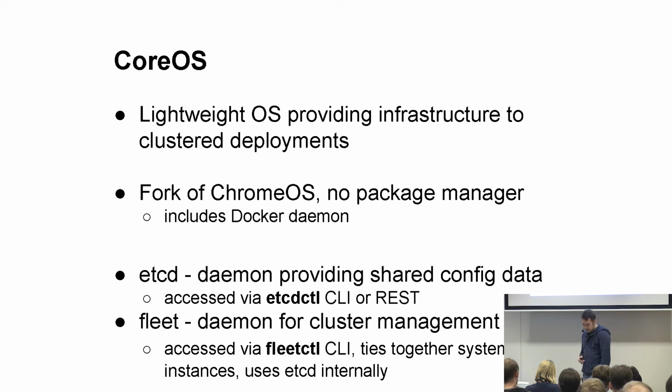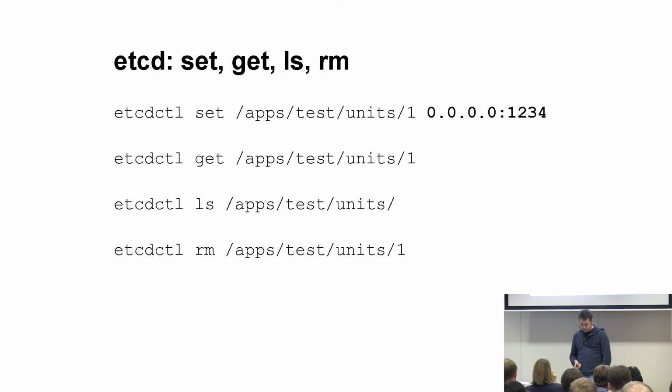What etcd does is provide essentially shared configuration in a cluster, which you can access either using a REST API or the command line tool. And then Fleet provides the daemon for cluster management, which is actually under the hood using etcd to figure out which process is running on which server, what the load is on any given server, and essentially uses various rules to start a new process on a server in the cluster.